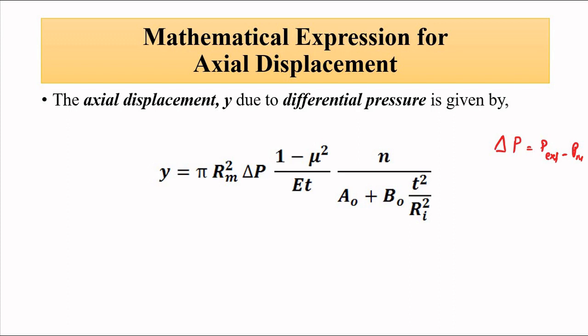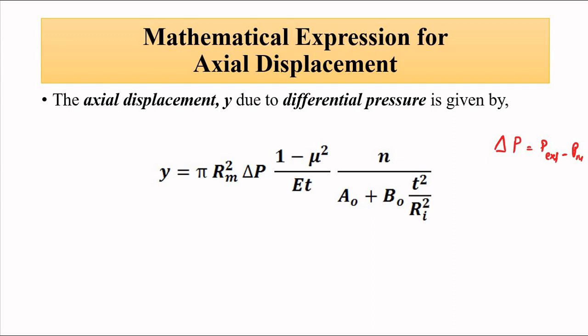If internal is greater, it will be internal minus external. We want a positive value here. So that is given by pi Rm square delta P (1 minus mu square) by Et into (n by A0 plus B0 into T square by Ri square).